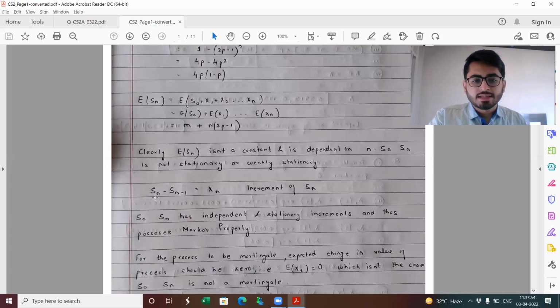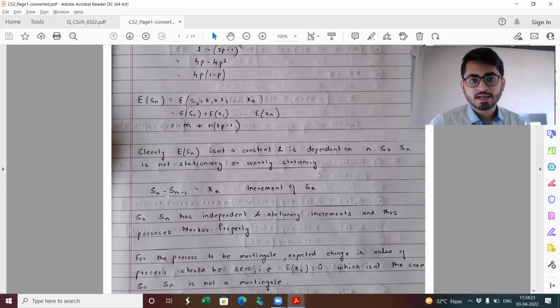Next, I have Sn minus Sn minus 1 is equal to Xn. This is directly coming from the first line which we had written. Now clearly this is the increment of Sn, and we clearly see that this is independent of the past. Your Xn takes a fixed value. Whatever is the value of Sn minus 1, anything, my Xn always takes the value 1 or minus 1 with probabilities P and 1 minus P respectively.